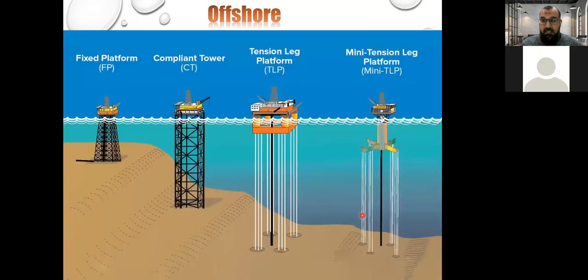This is a comparison between the different types of offshore platforms. The fixed platform, as you see here, is mainly in shallow water. So the depth of water here is not very deep. If you go deeper, you need a different type of offshore platform. If you go deeper with the water, you need this kind of compliant tower first. Then if you go deeper, you will use a tension leg platform.